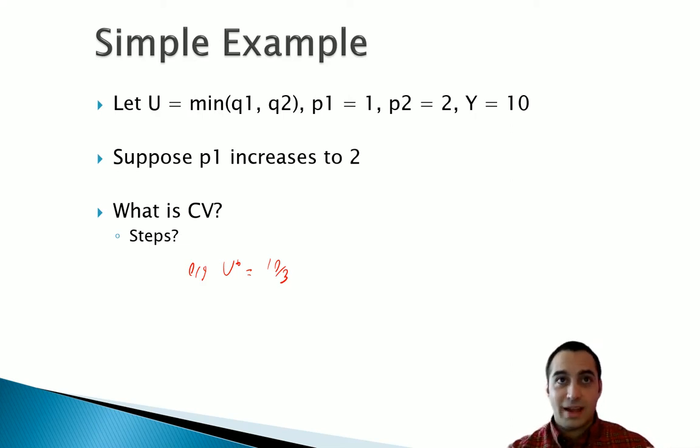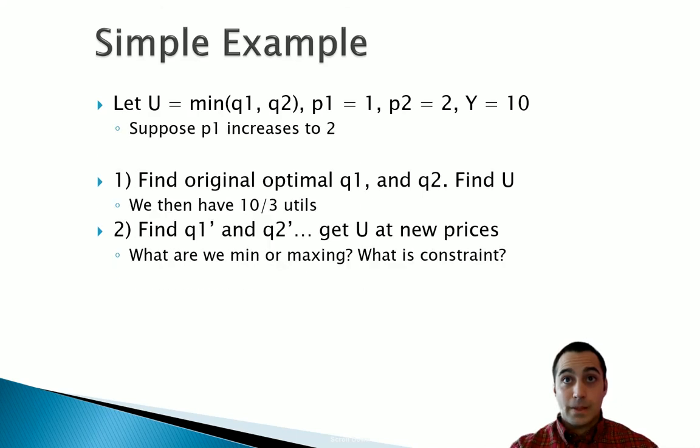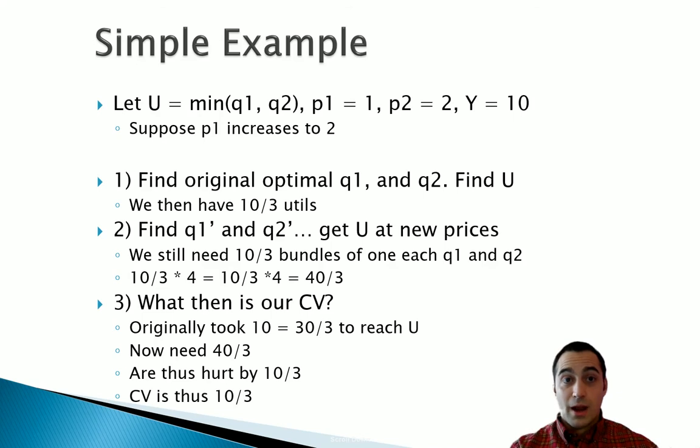How many dollars does it take to get 10 out of 3 utils at the new prices? Well, the cheapest way to get an individual util at any price, since this is perfect complements, is going to be to buy one of each. So now each util costs me $4, and I need 10 out of 3 utils times $4. It looks like this will cost me 40 out of $3. You'll note that originally it cost me $10, because my Y was 10. So the difference between 10 and 40 out of 3 must be my compensating variation.